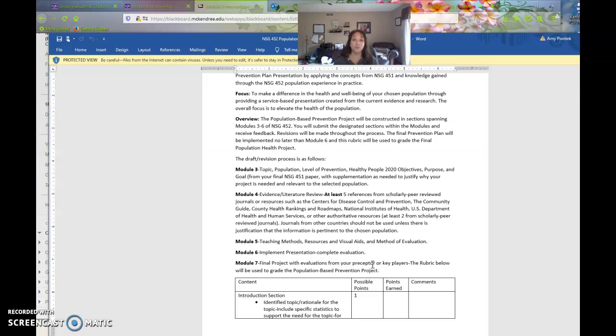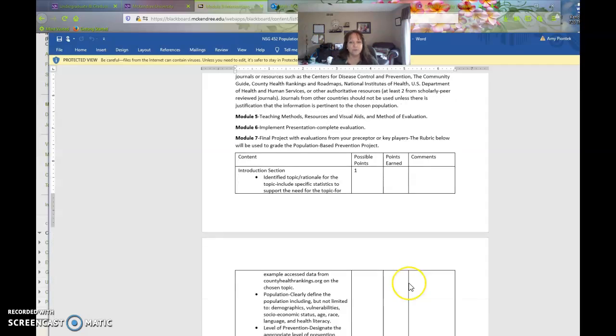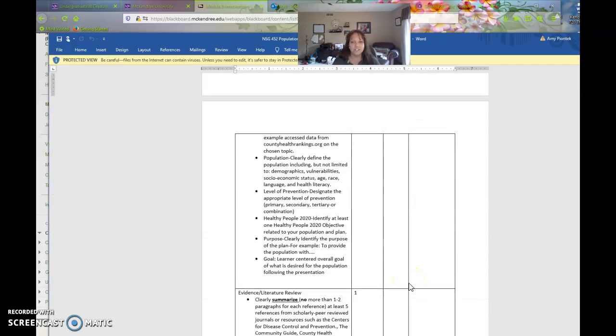And then you will also complete an evaluation of your preceptor and the facility. That way we have an idea, is this a good preceptor for future use? Is it a good practicum site for future practicum sites? So that's really helpful for us. So this is the rubric then that I will use to grade your paper.